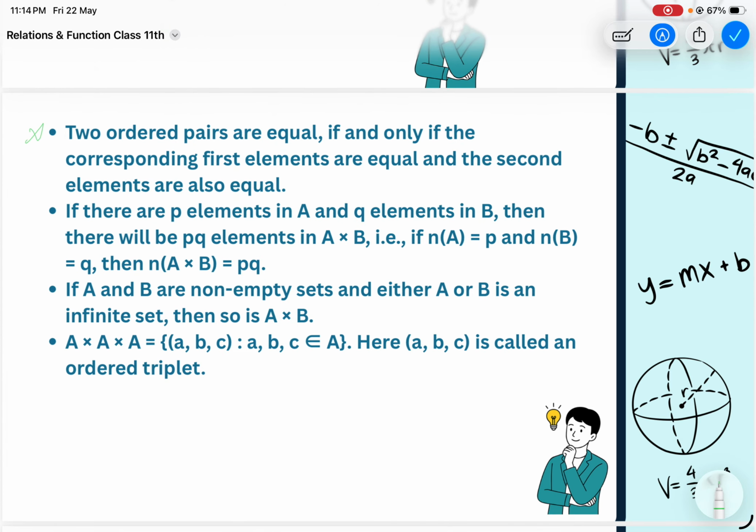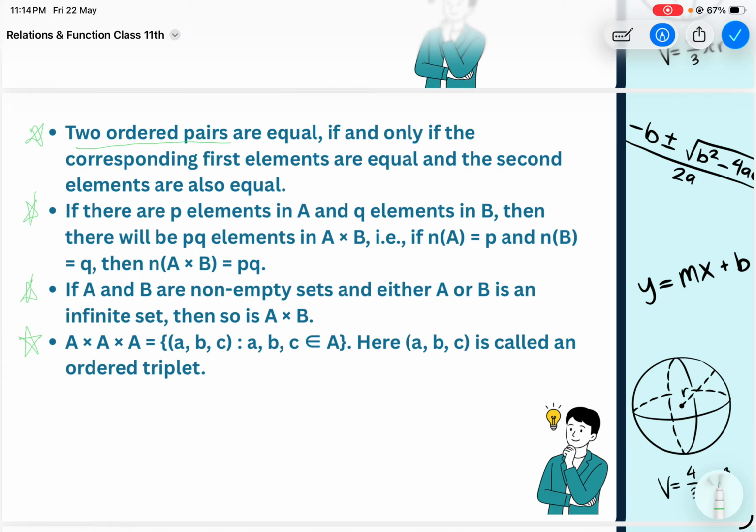Now we have some important points. Let me just make a star. I don't know how to draw it. Something like that maybe, or we can draw it like this. Yeah, this is the good one.